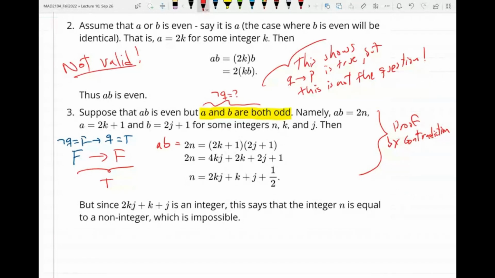An integer. Now, what do we have on the right-hand side? This piece right here is an integer because both k and j are integers. But then you have plus a half. What happens if you do an integer plus a half? You're going to get a 0.5 in there. That's not an integer. Do you understand this? So we have an integer equals something with a 0.5. That doesn't make sense. So this is a contradiction. This right here, you see, this says that an integer n equals a non-integer.